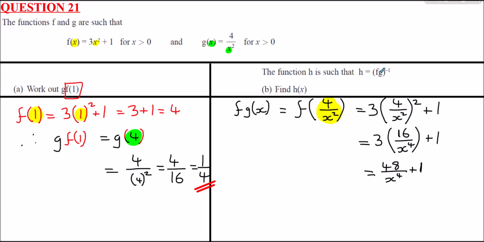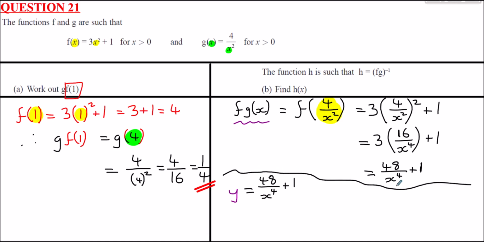To find the inverse, the best thing in my opinion to do is just call the original function, fg of x, just call that y. So y, as it were, is this, 48 over x to the 4 plus 1. To work out the inverse function, we make x the subject rather than y. And at the end, we're going to switch out the letters. It'll make sense when we do it.